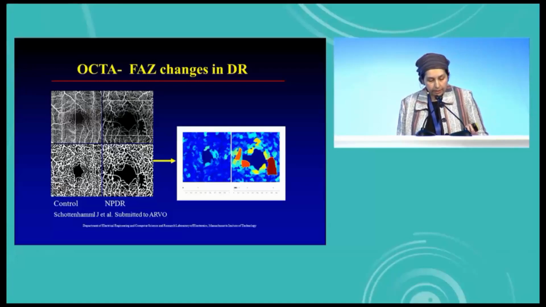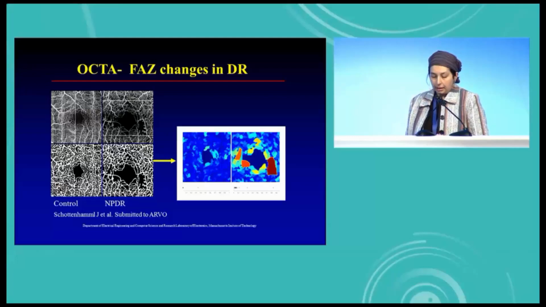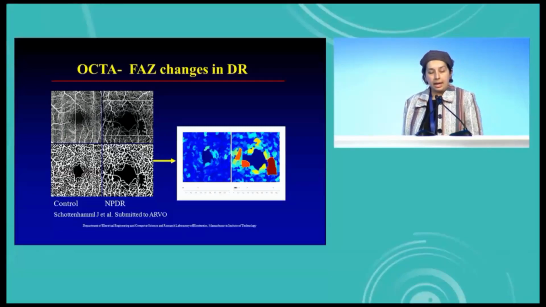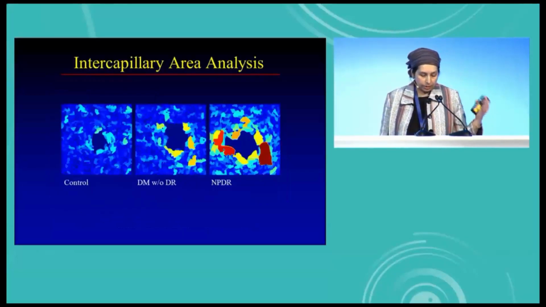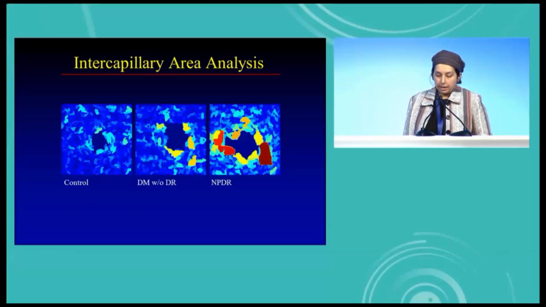We've also looked at other ways of quantifying vascular changes in diabetic patients. You can look at the intercapillary area, and this is from some of the initial data that we published, which shows that as you progress into more severe diabetic retinopathy, the heterogeneity in the size of the intercapillary area tends to increase. You have these larger areas where there's capillary dropout, and you see that visually here in controls, diabetics without retinopathy, and patients with non-proliferative diabetic retinopathy.